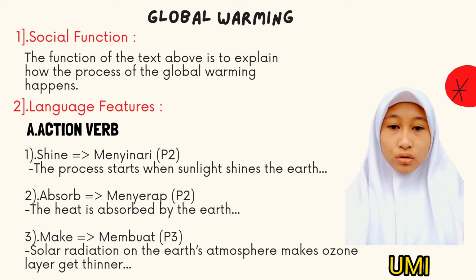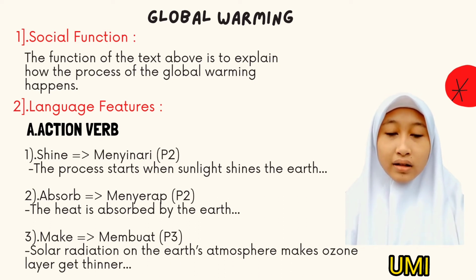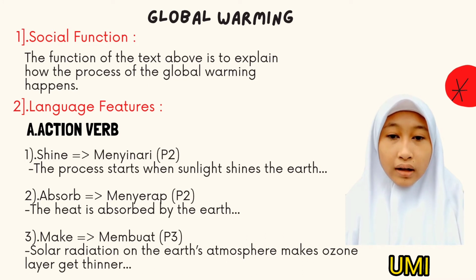Analyze the structure of an explanation text. The first, social function. The function of the text is to explain how the process of global warming happens. The second, language features. A. Action verb.